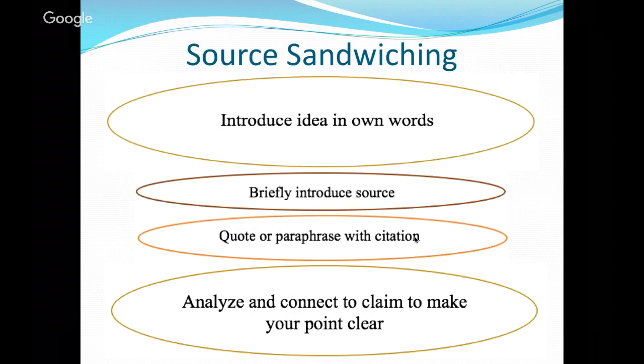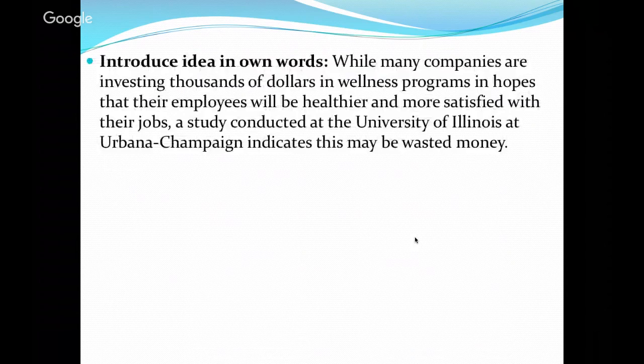So as a refresher, we're going to use that information that we just have. We're going to introduce it in our own words. We're going to introduce that source. We're going to decide if we want to quote or paraphrase, and then we're going to cite that. And then we're going to make sure that we're analyzing that, furthering it, connecting it back to our claim to make our point clear. So that first step, we're going to introduce the idea in our own words.